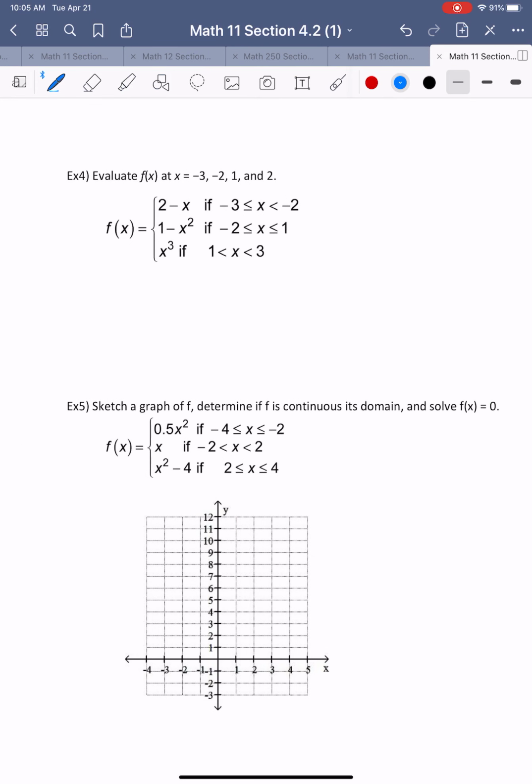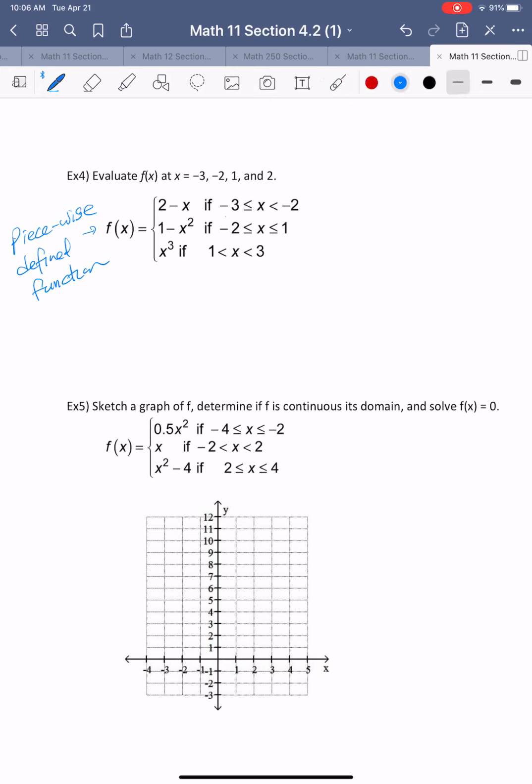Alrighty, let's look at another one. Example 4. Evaluate f of x at -3, -2, 1, and 2. This function is what we call a piecewise defined function, which means each piece has a different graph. Between -3 and -2 you have the 2x minus 1 function. Between -2 and 1, you get the 1 minus x squared function. Between 1 and 3, you get the x cubed function.